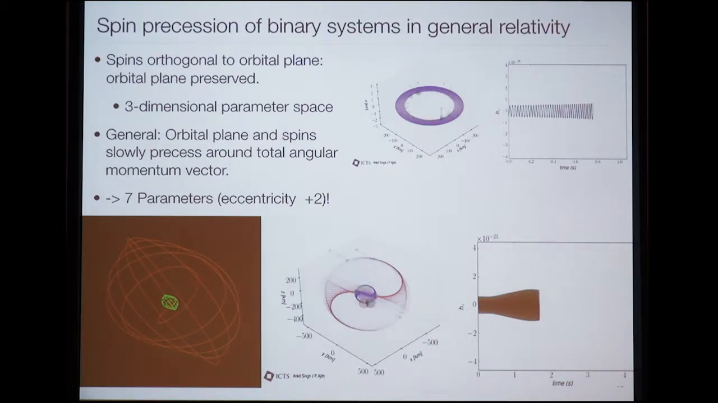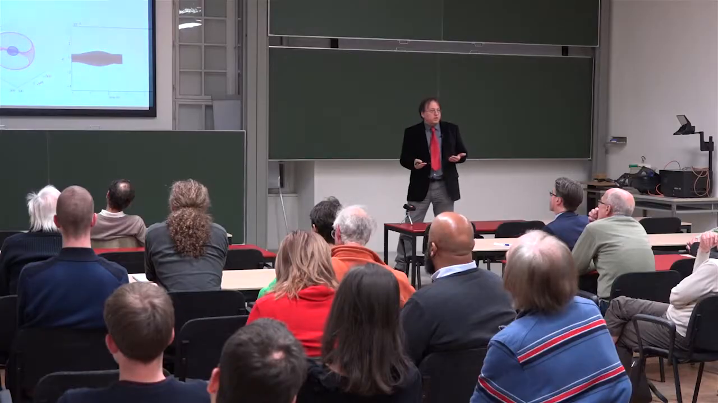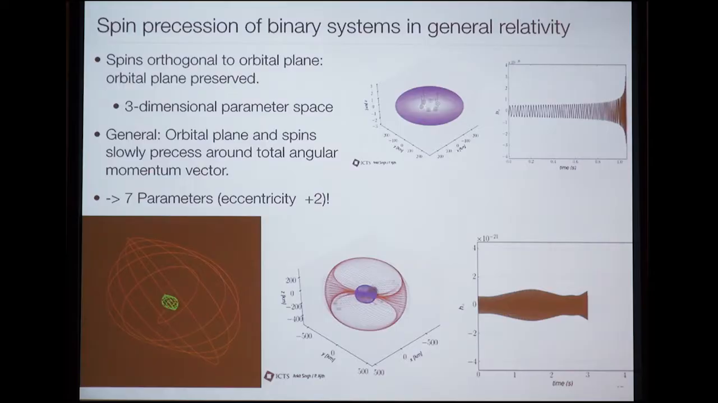And so for people that try to develop waveform models, this was quite discouraging because things are very complicated. There's a large dimensional parameter space. It did not seem feasible within just a few years to come up with an accurate description of the precessing motion, the precessing waveforms of binary black holes.